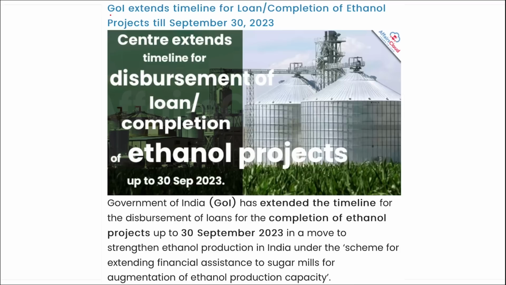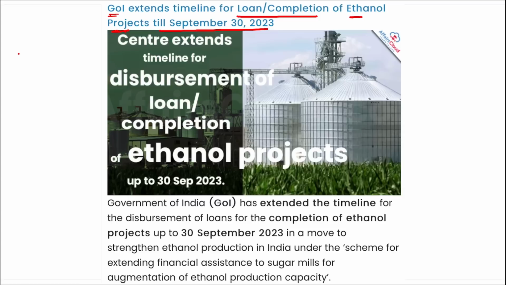Next is Government of India extended timeline for loan completion of ethanol projects till September 30, 2023. I repeat, Government of India has extended the timeline for the disbursement of loan for the completion of the ethanol projects up to 30th of September 2023. This was done in a move to strengthen the ethanol production in India under the scheme for extending financial assistance to sugar mills for augmentation of ethanol production.